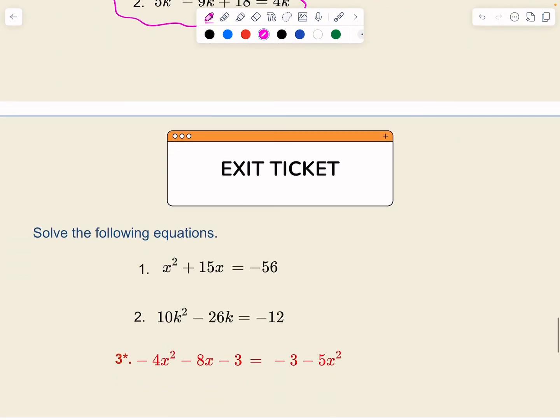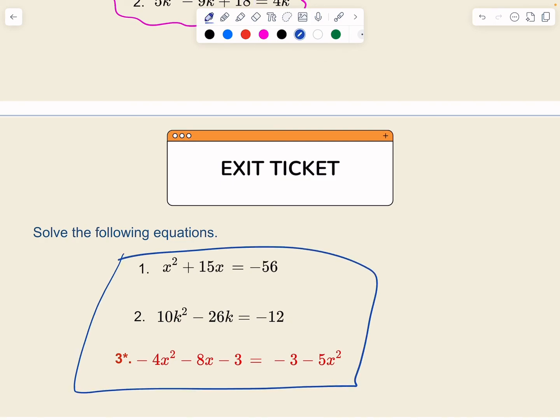Also, for your exit ticket for this class, we will answer the first 3 questions. This one is going to be your independent practice. Make sure you do this on your own.